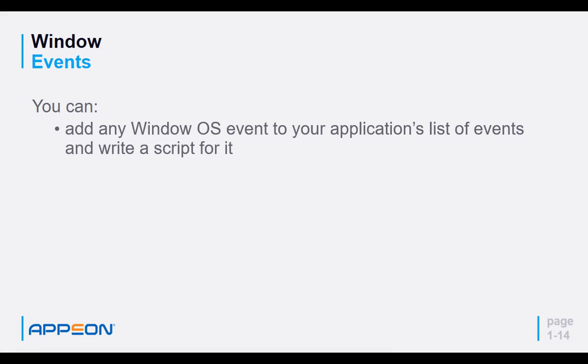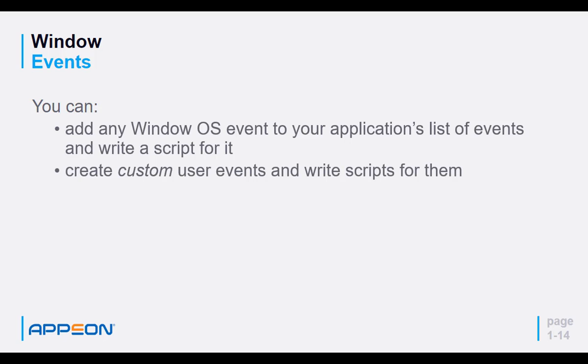With window events, you can also add to your application's list of events any Microsoft Windows operating system event. PowerBuilder automatically associates the common events, but you can map to any Microsoft Windows event or other events that may be related to other applications as well. We'll show you how to do that in the more advanced part of this fundamentals course in a later unit. You can create custom user events and write scripts for them. Custom user events are events that would only be fired between PowerBuilder objects. They're not related to your Microsoft operating system. They're something that means something to you from a business perspective.